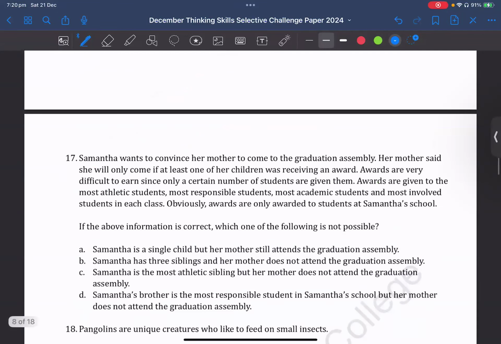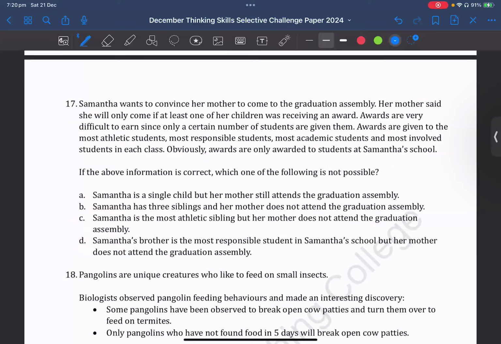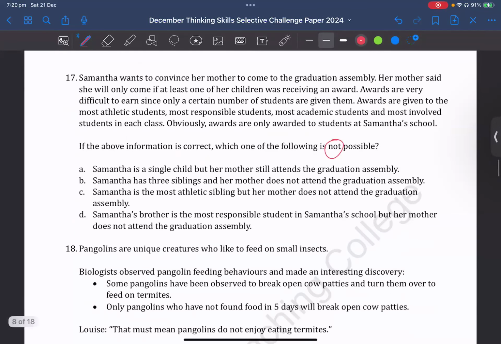Okay, question 17. Samantha wants to convince her mother to come to a graduation assembly, and she's only going if at least one of her children gets an award. They're difficult to earn, and you're given to the most athletic, responsible, academic, and most involved. And you only get it to students at the school. So we're trying to find what is not possible. Okay, and once again, elimination is really going to be the best help here.